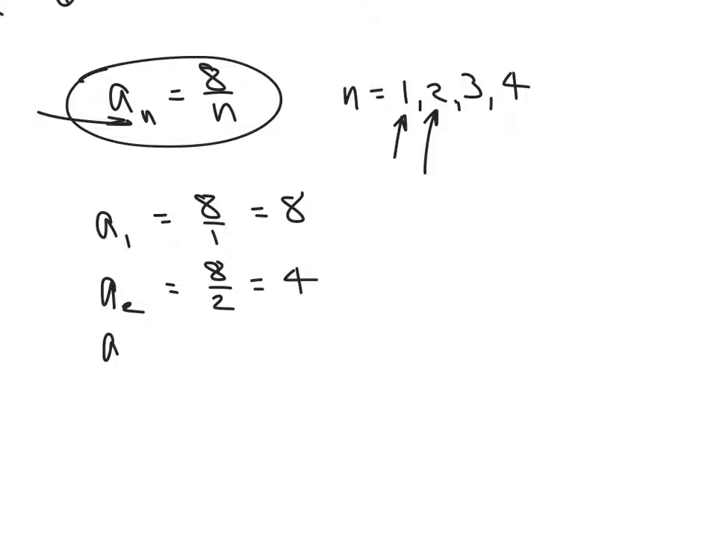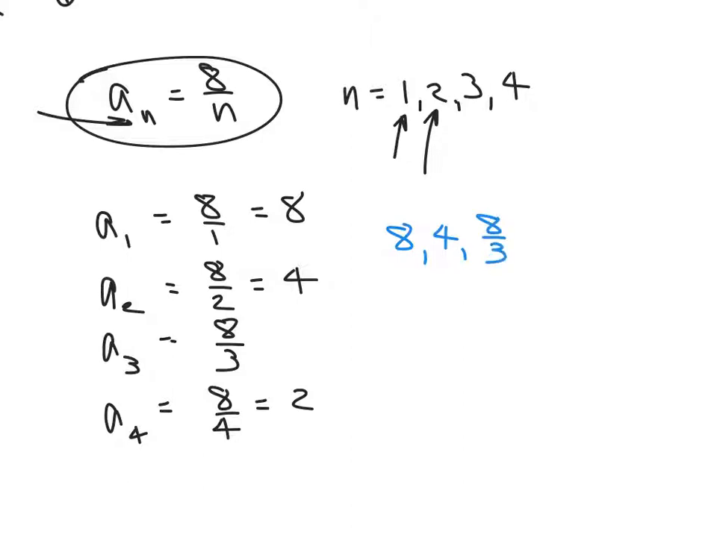And I'm doing all of these on purpose because I want you to see what's going on here. A to the 4th is going to be 8 over 4, which equals 2. So what I just found is, in my sequence, I go 8, 4, 8 thirds, and 2. So just a reminder, the 1, 2, 3, 4 are the place values.